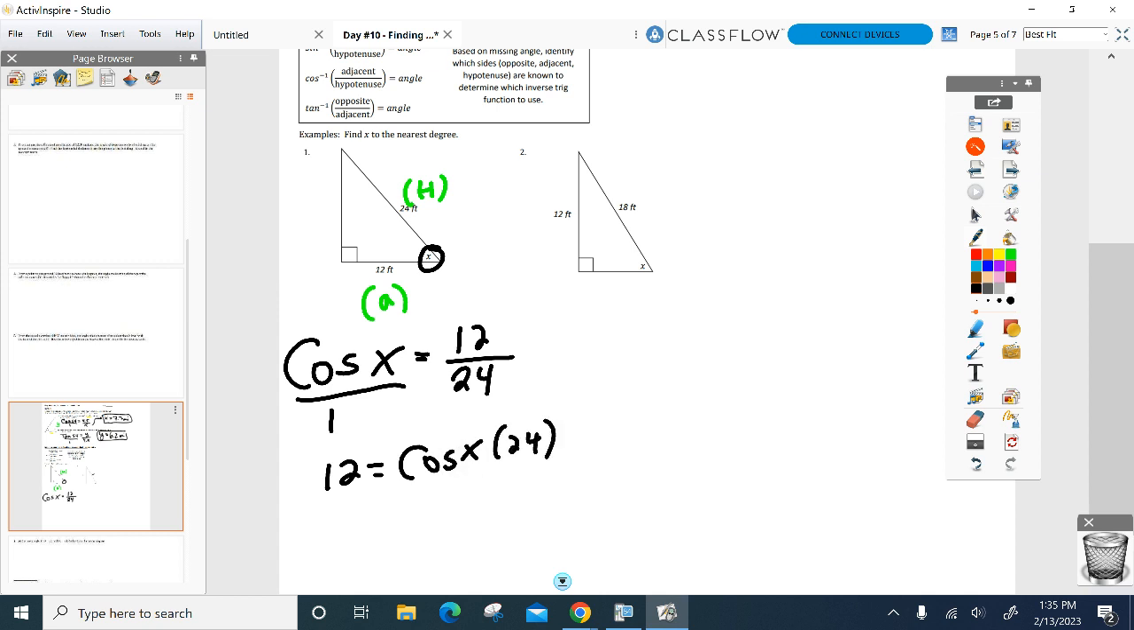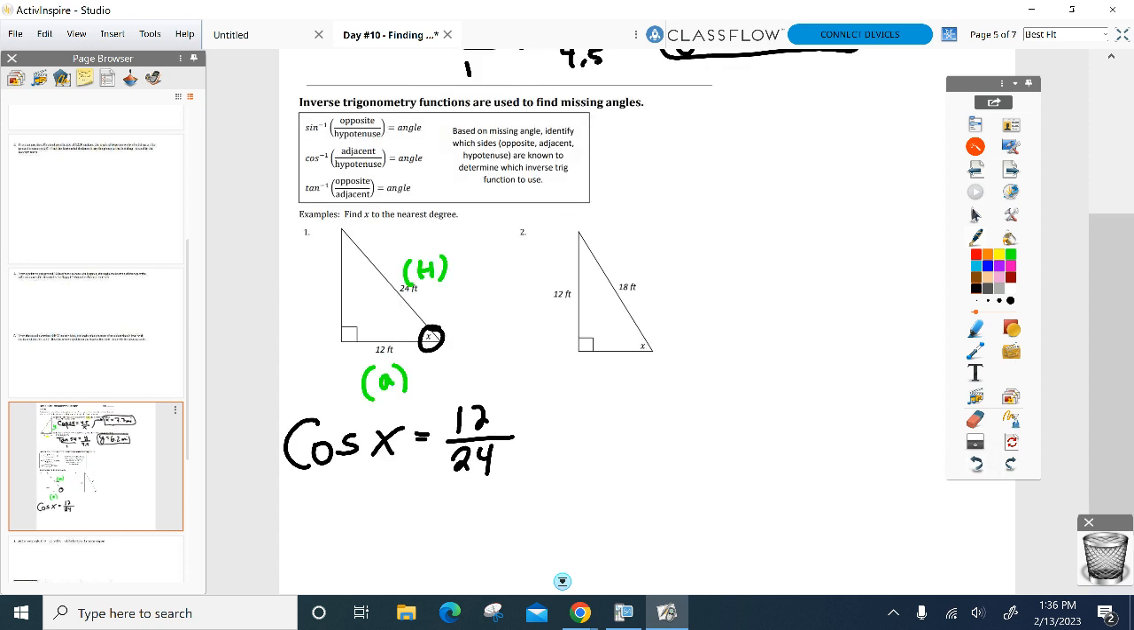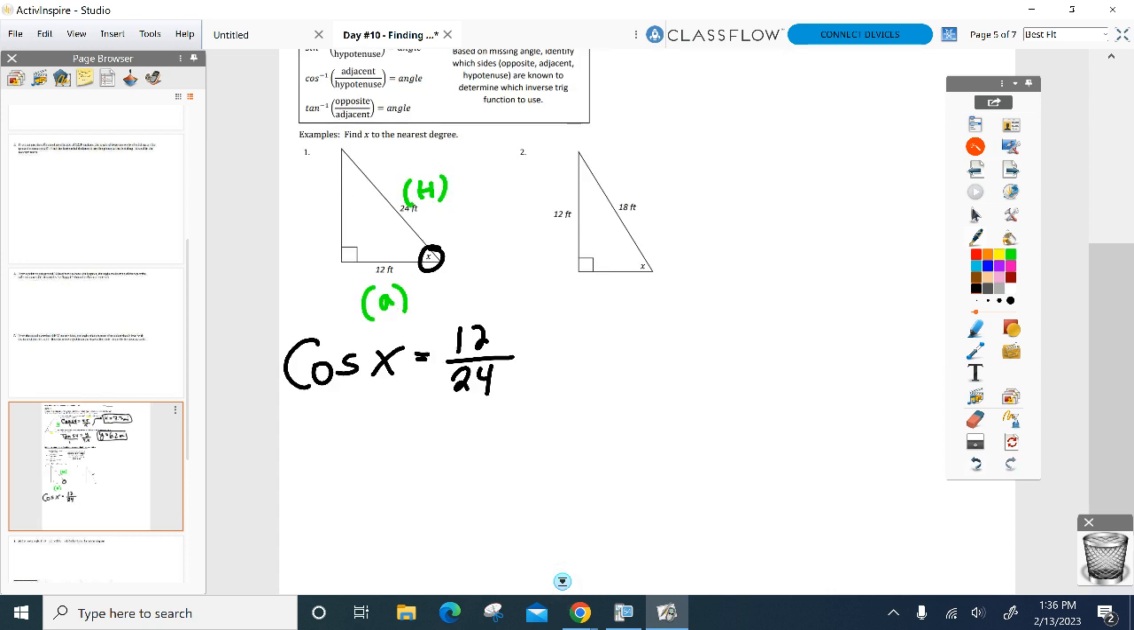And then I'll ask, how are you going to get x by itself? Some of you may say divide by cosine 24, but is that 24 degrees? You can't divide by cosine of 24 because 24 is not a degree. So we are stuck. I am not going to do this to solve for an angle today. Instead, I'm going to ask my calculator: what angle has a cosine ratio of 12 over 24? That's what I'm going to do.